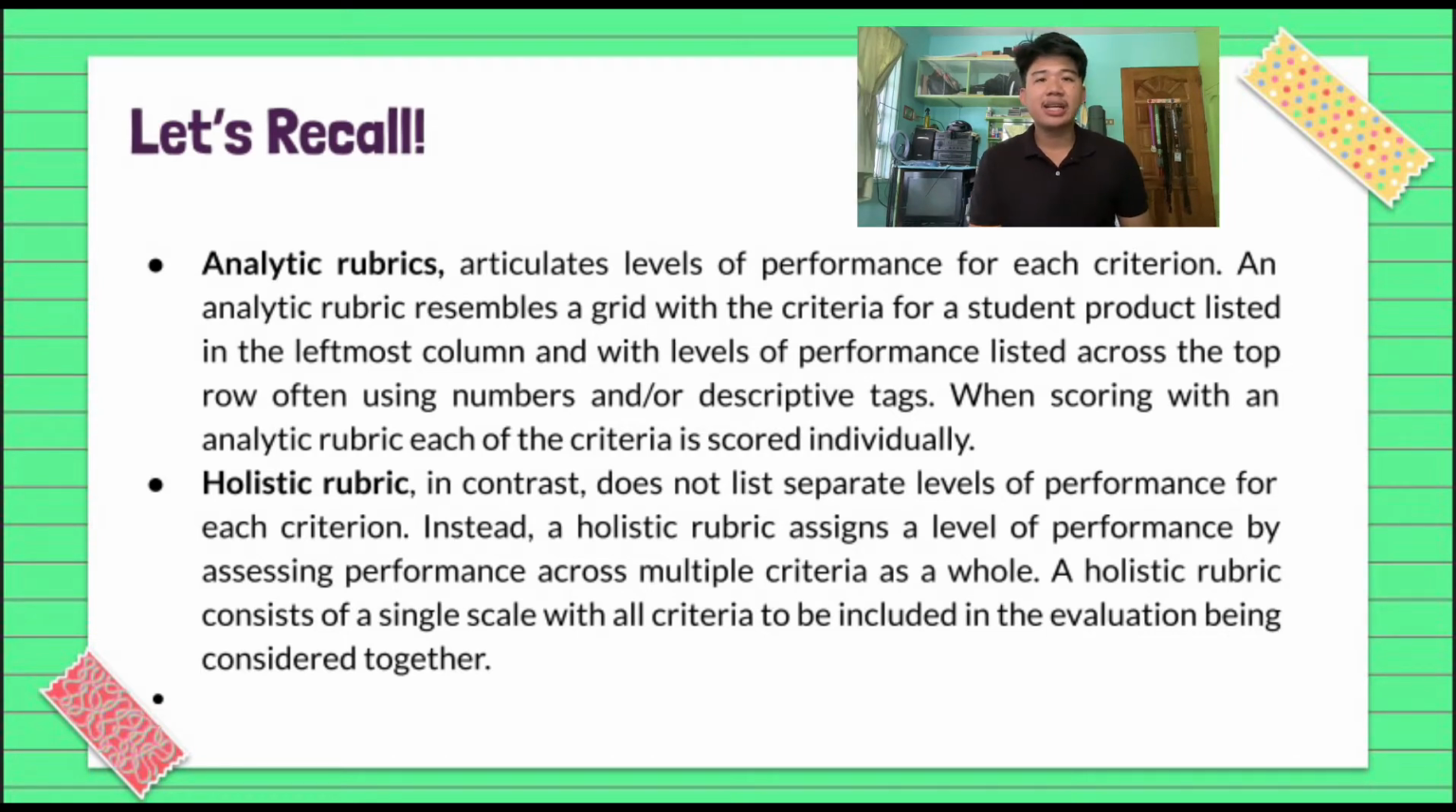Next is the holistic rubric. In contrast, it does not list separate levels of performance for each criterion. Instead, a holistic rubric assigns a level of performance by assessing performance across multiple criteria as a whole. A holistic rubric consists of a single scale with all criteria to be included in the evaluation being considered together.